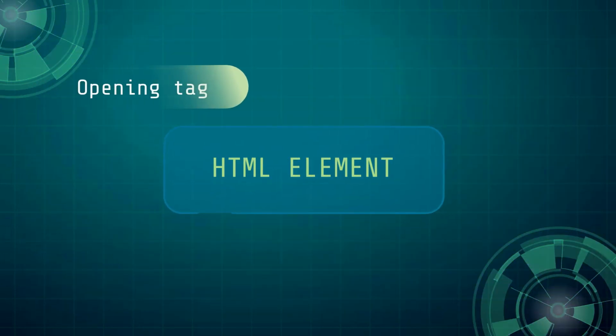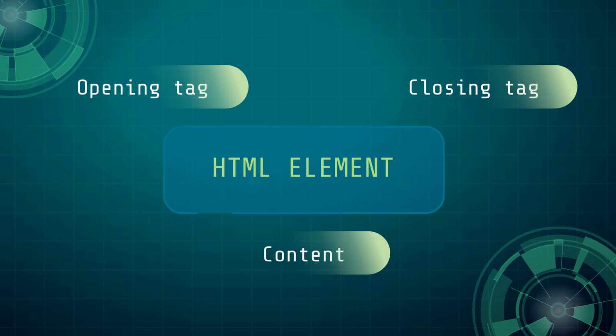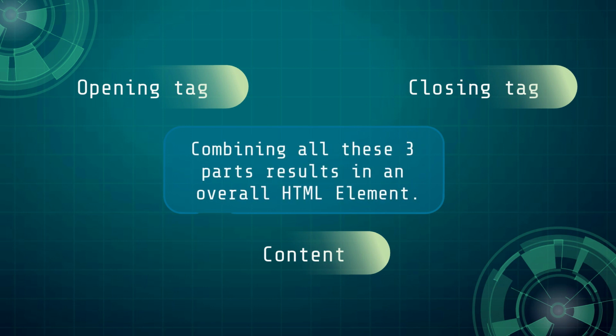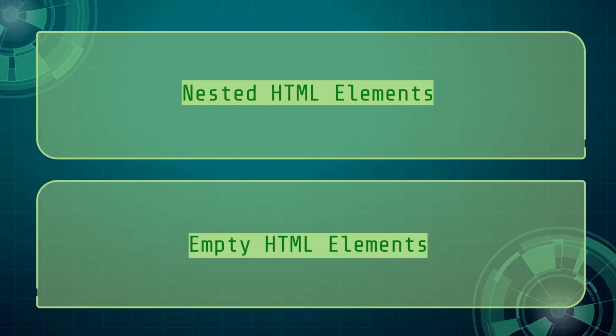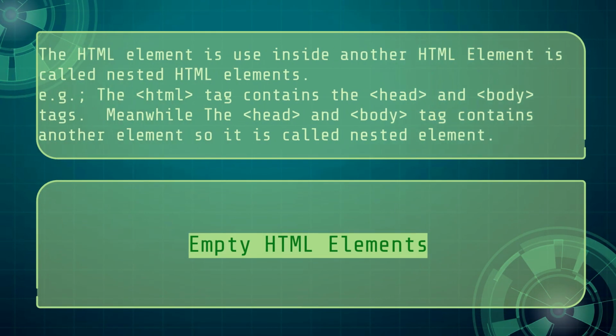HTML element. The HTML element consists of three parts: opening tag, closing tag, and content. Combining all these three parts results in an overall HTML element. Nested HTML elements. An HTML element used inside another HTML element is called a nested HTML element. For example, the HTML tag contains the head and body tags. Meanwhile, the head and body tags contain other elements, so they are called nested elements.